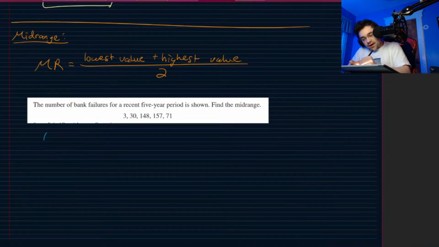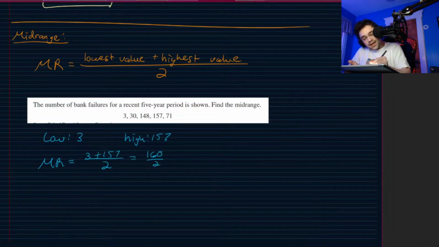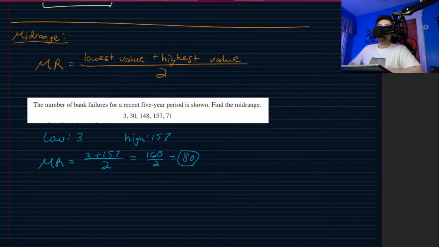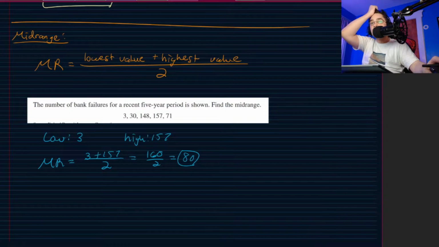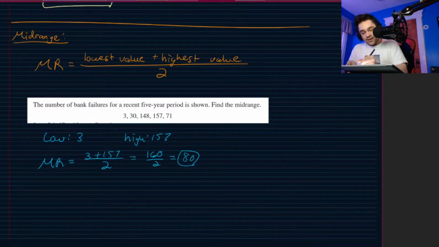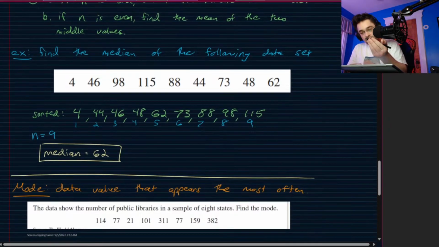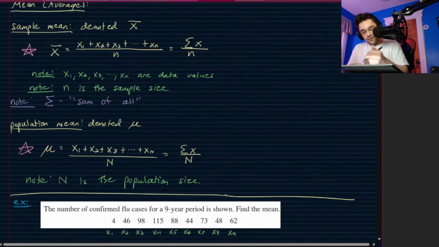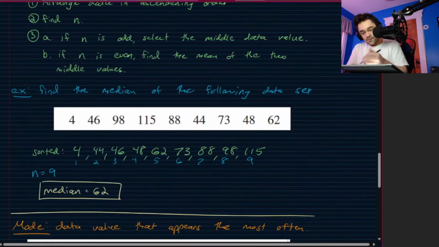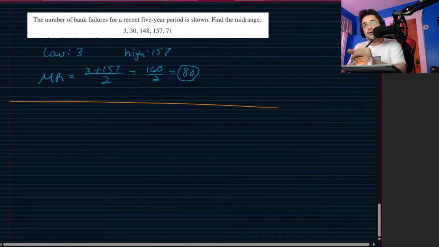So what's the lowest value here? Looks like it's 3. And the highest value, 157. So therefore, the mid-range is 3 plus 157 over 2. That's 160 over 2, which is 80. Okay, that's mid-range. And we've got one more called weighted mean. So I guess I should put another star here because there's 5. Let me see. Yeah, I've got 1, 2, 3, 4, and then this last one, the weighted mean.